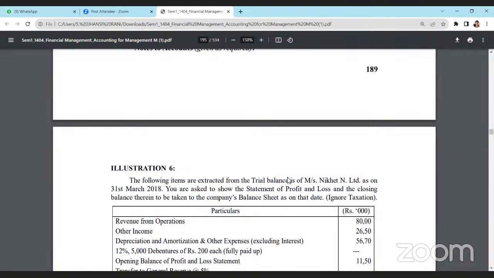And this is all about block 2. Next, we have block 3 and block 4. Block 3 talks about cost accounting and block 4 talks about financial statement analysis. So first we'll move to the financial statement analysis, that is block 4.